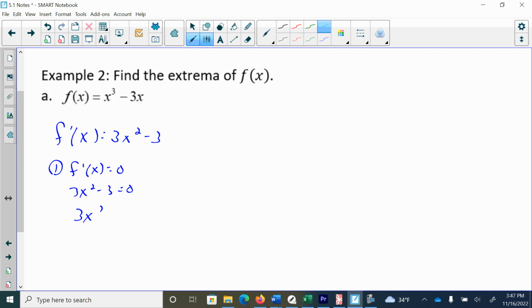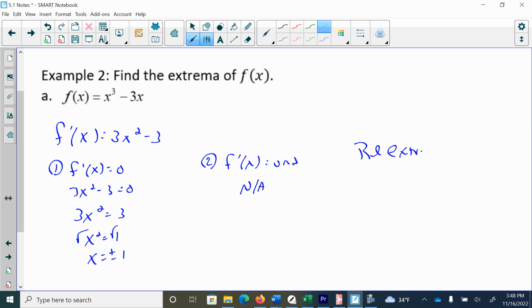Add 3 to both sides, 3, divide both sides by 3. x squared is equal to 1. Take the square root, and I'm going to say x is equal to plus or minus 1. So that's when the derivative is equal to 0, so those are going to be critical numbers. And the second place is when my derivative is undefined, and that never happens, so that's not possible. So my relative extrema are going to occur when x is equal to 1 and x is equal to negative 1.